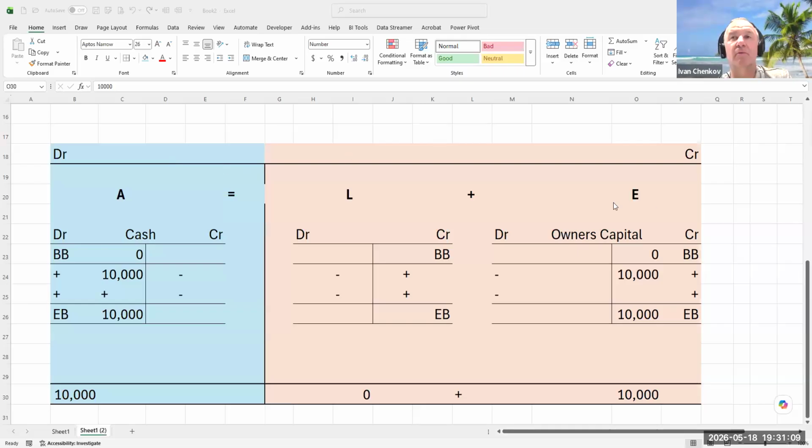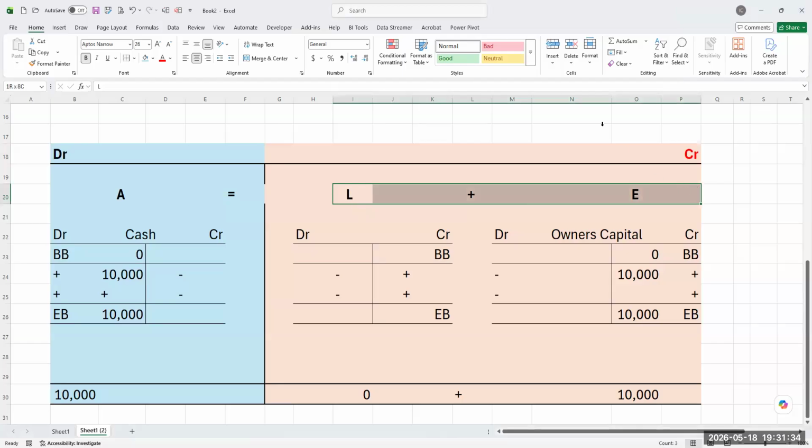Since now we know which account is asset, let's think about it. What's the normal balance for that account? Remember, asset, normal balance is debit, always. And liability and equity, normal balance is credit, always.